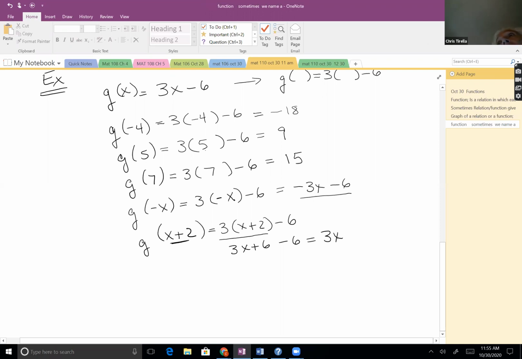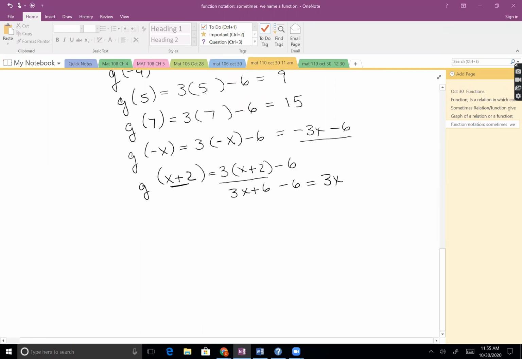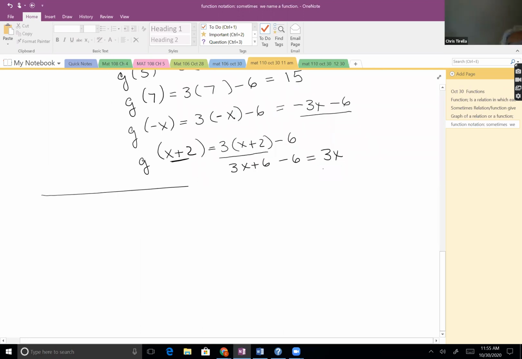And this function notation with this idea of substitution, is that familiar territory for you folks? Is that new stuff, or do we have some of each? It's not new. All right, then let's have another example.